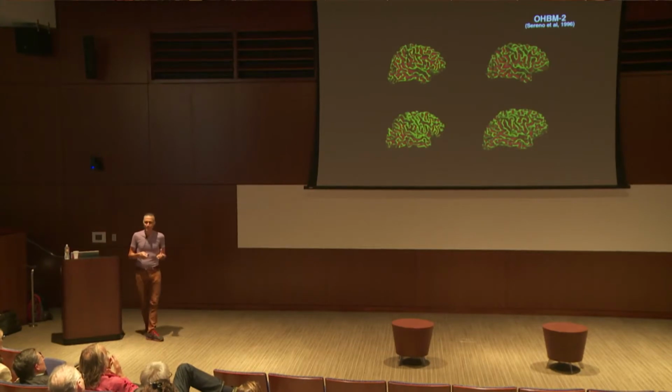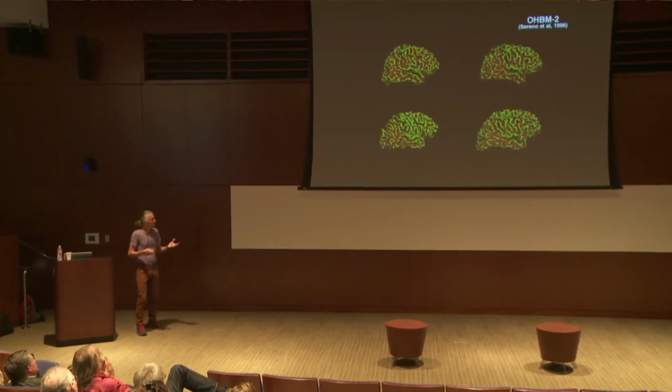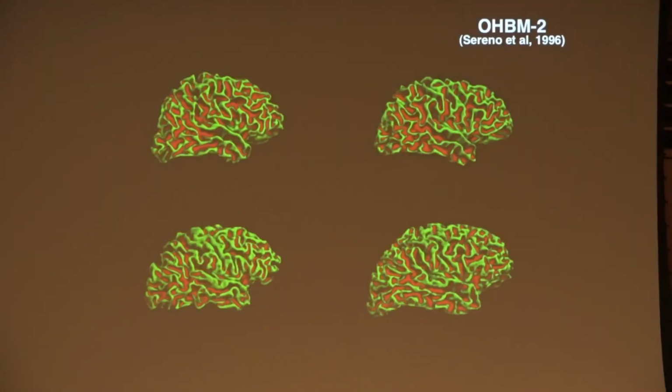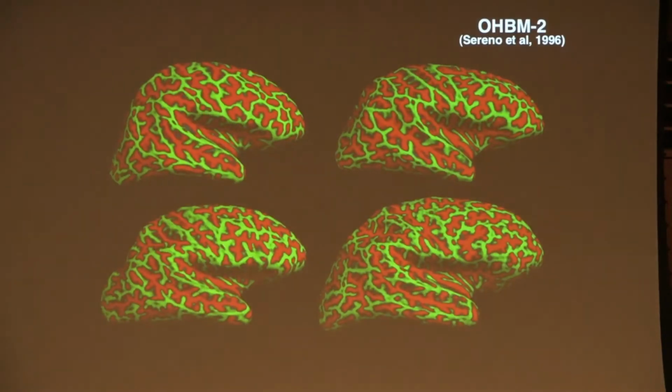But once we started applying this to multiple brains, the problem became obvious. We could inflate them, but they're quite different in their local structure. So the actual structure of the sulci vary, but also all the little crinkles vary a lot.